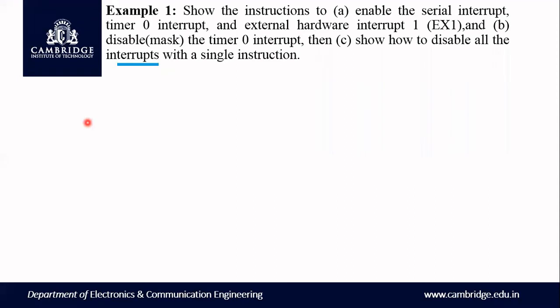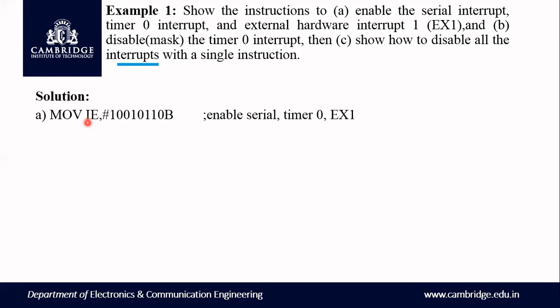In B, we need to disable the timer 0 interrupt. How to disable also we need to understand. Then in C, disable all the interrupts with a single instruction. Using a single instruction, how can you disable all? For example, if a microcontroller doesn't want to accept any interrupt, how do we disable all the interrupts?